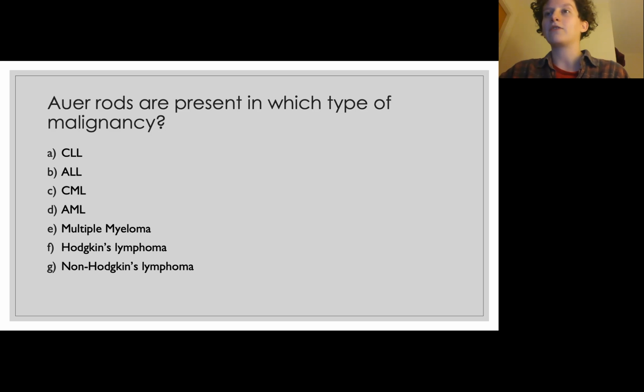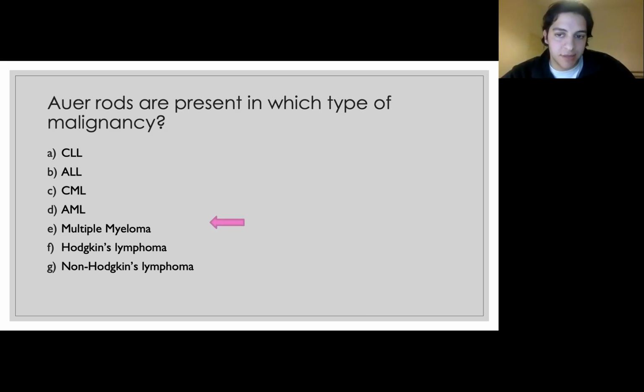So again, we've got everyone sort of deciding on D. Yeah, fab. That is the correct answer. D. Auer rods are pathognomonic of AML, so that's correct.